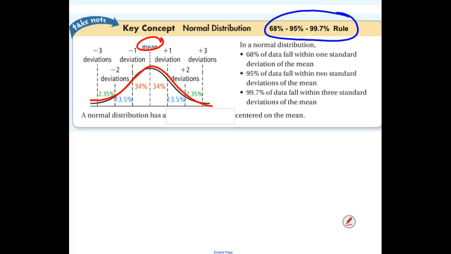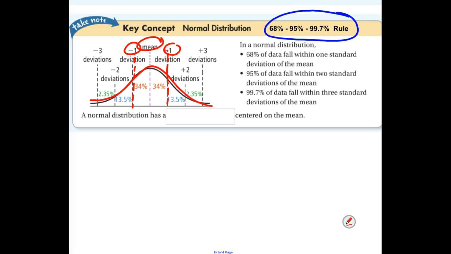The 68, 95, 99.7 rule tells me that 68% of my data has to be within 1 standard deviation of the mean. So I am going from here, -1 to +1. In this chunk, I need 68% of my data. All right? And our normal curve is nice and symmetric, so we would split that in half. We'd say we have 34% on either side of the mean value. Does that make sense? Okay.